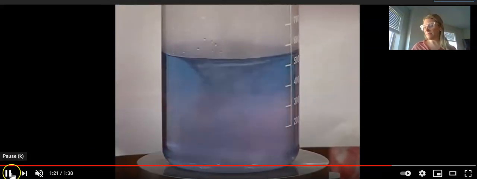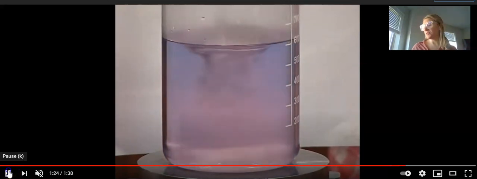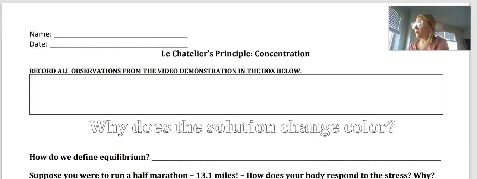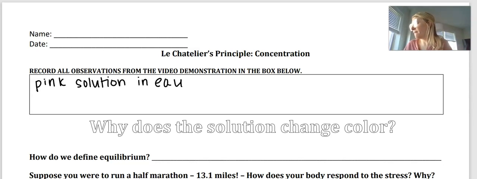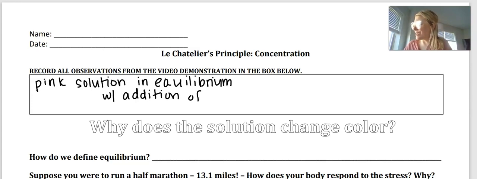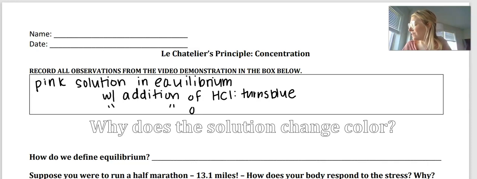So let's go ahead and take some time and jot these down in our notes. Okay, so record observations from our video. So what did we see here? We saw that we had a pink solution in equilibrium. Okay, and with the addition of HCl, it turned blue. And with the addition of water, it turns back to pink.